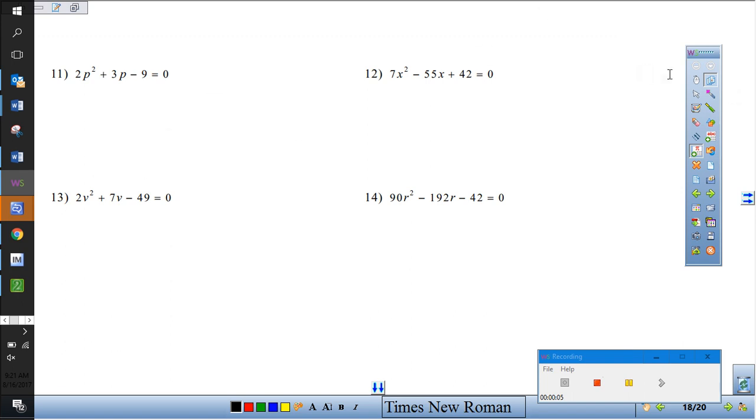Okay, if we look at 2, 3, and negative 9, these are all solved by factoring. These do not have any common factors. Nothing goes into 2, 3, and 9 other than 1. So I want to look at what are the factors of 2 times negative 9 that also add to be 3. What are the factors of A times C that add to be B?